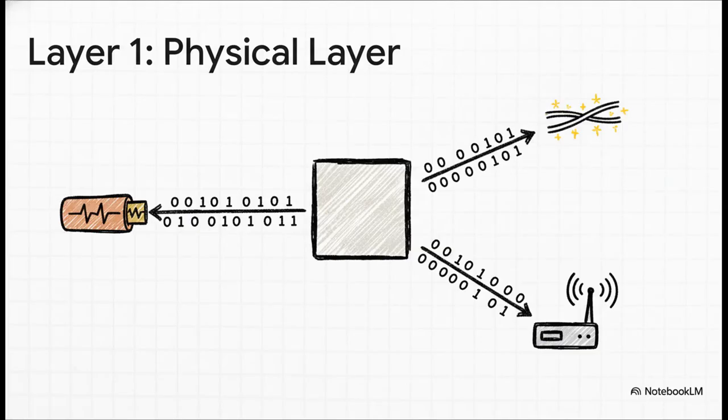This is layer 1, the physical layer. All of that carefully structured data, all those headers and segments, they now get converted into raw signals, just ones and zeros. These are the electrical pulses zipping through copper cables, the tiny flashes of light in fiber optic lines, or the radio waves floating through the air for your Wi-Fi. This layer has no idea what a message is. It's just pure, raw transmission.